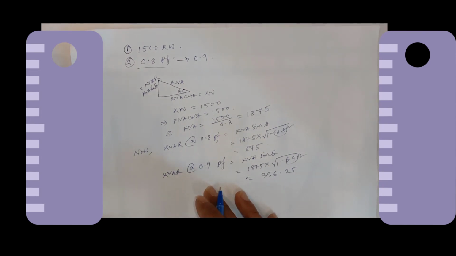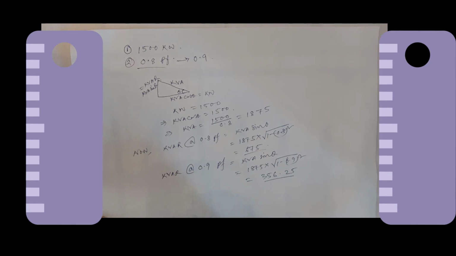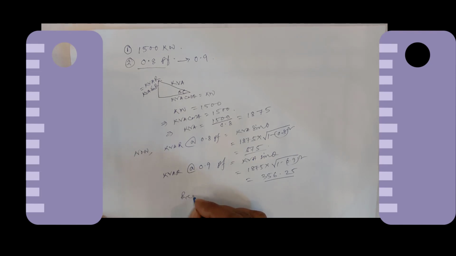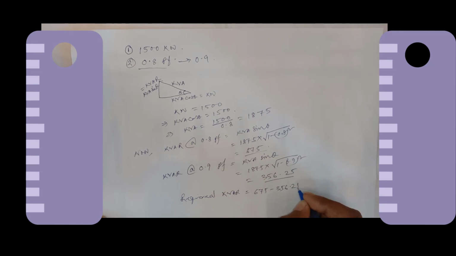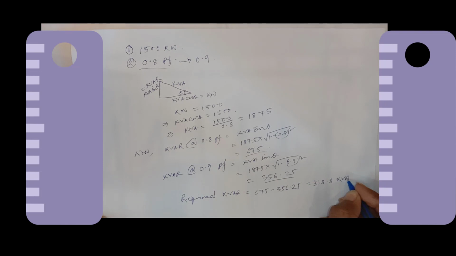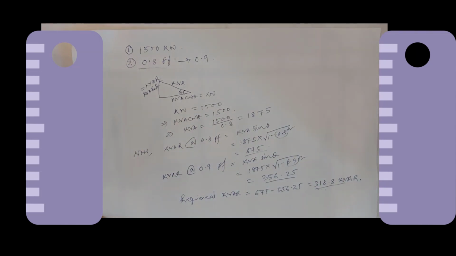So the kVAR to be reduced is 675 minus this. So the required kVAR is equal to 675 minus 356.25, which is equal to 318.8. So this much kVAR we have to adjust using the capacitor panel.